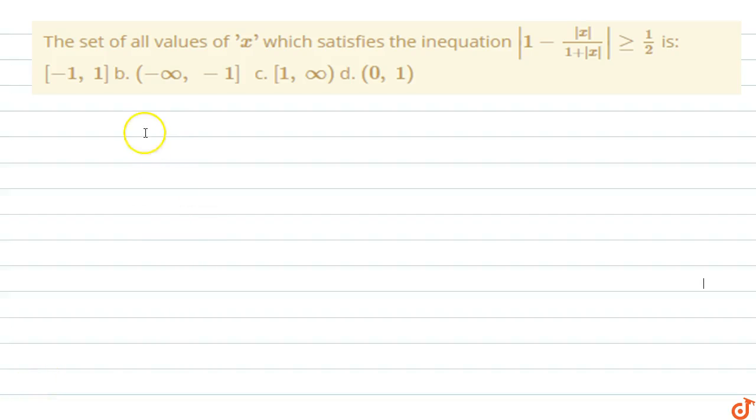In this question, the set of all values of x which satisfies the inequation mod of (1 minus mod x) upon (1 plus mod x) greater than or equal to 1 by 2 is. So हमें इसका इंटरवल फाइंड आउट करना है. हमें दिया है mod of (1 minus mod x upon 1 plus mod x) whole mod is greater than or equal to 1 by 2.